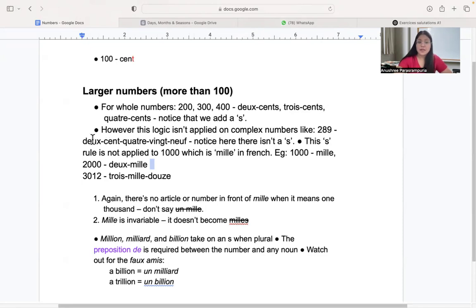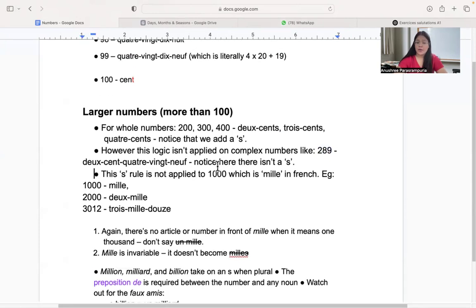200 is deux cent. Notice that there is no S in cent. 89, which you know already, is quatre-vingt-neuf. So together it becomes deux cent quatre-vingt-neuf. That is 289. We are going to also see some more examples based on complex numbers for you to understand it better.